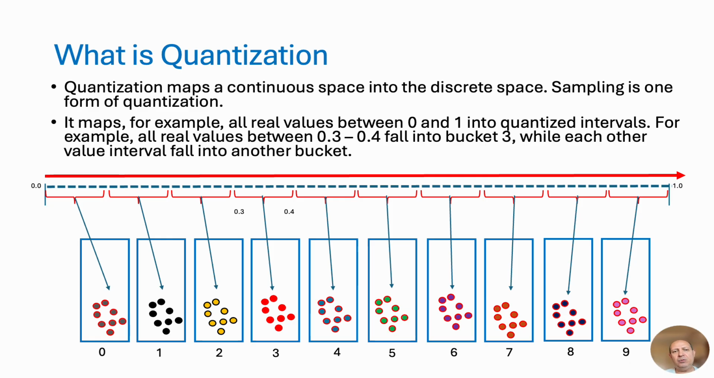In the example below, all the real numbers between 0 and less than 0.1 map to the first discrete values bucket, while all the values that are greater than 0.3 and less than 0.4 map to the fourth discrete values bucket.